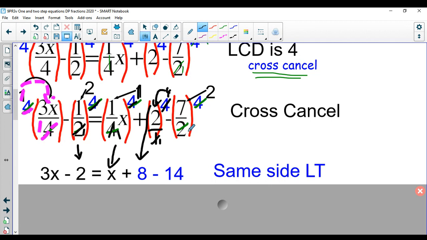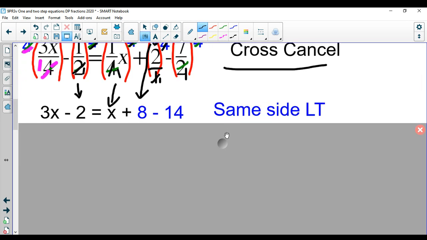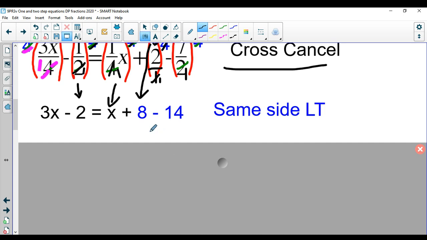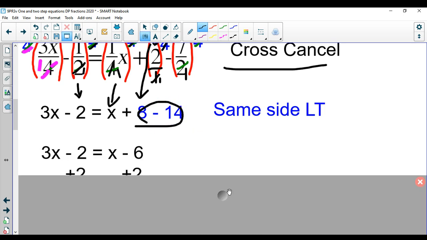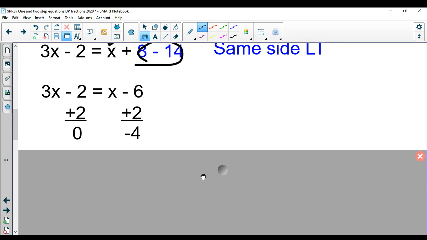2 goes into 2 once. 2 goes into 4 2 times. 7 times 2 is 14. Great. Through lowest common denominator and cross canceling, we removed all the fractions. Like it. Now we do same side like terms in our 8 and negative 14. 8 minus 14 is negative 6. 3x minus 2 equals x minus 6. Same side like terms, good, done it.